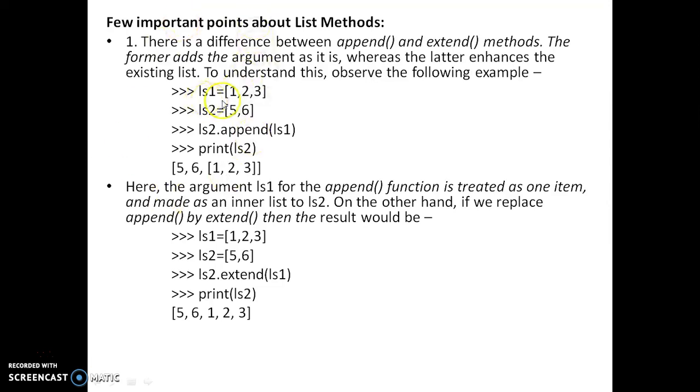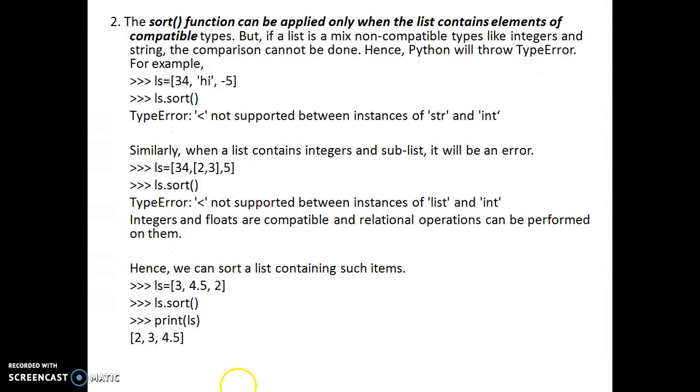As you see in this example, ls1 is 1 2 3, ls2 is 5 6, and we have ls2 dot append ls1. The invoking list is ls2 here. For ls2, this ls1 should be appended. So you can see the output: 5 6, and again in square brackets we have 1 2 3. So this particular list becomes an inner list for ls2. Whereas in the extend function the elements are directly added to the invoking list, meaning it will not become an inner list. Directly the elements will be extended into the list. So that is the difference between the append and extend functions.